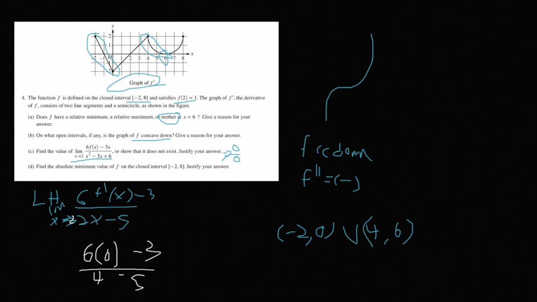All right, now we want to find the absolute minimum on the interval. So we know that it's going to be at a critical point or an endpoint. So we're going to test f of -2. We're going to test -1. We're going to test 2, and we're going to test 8.